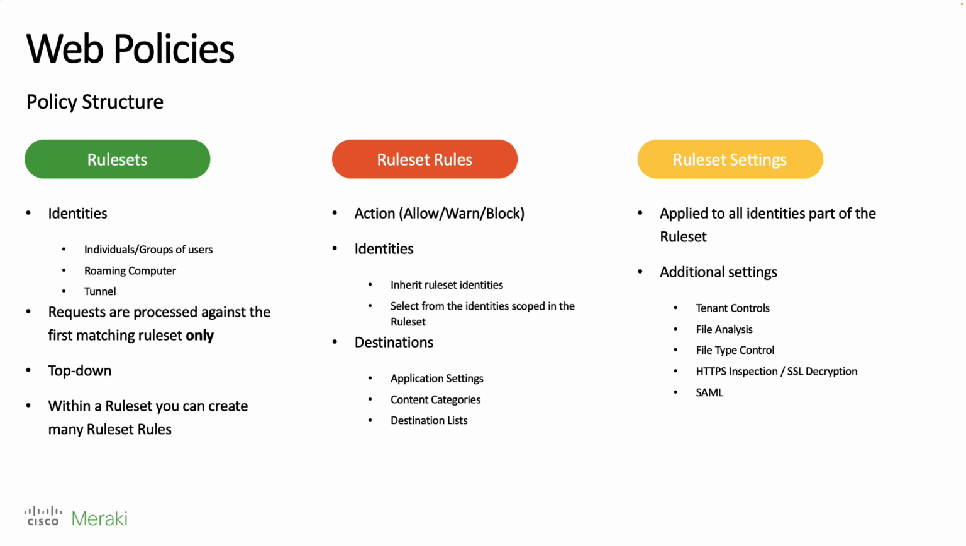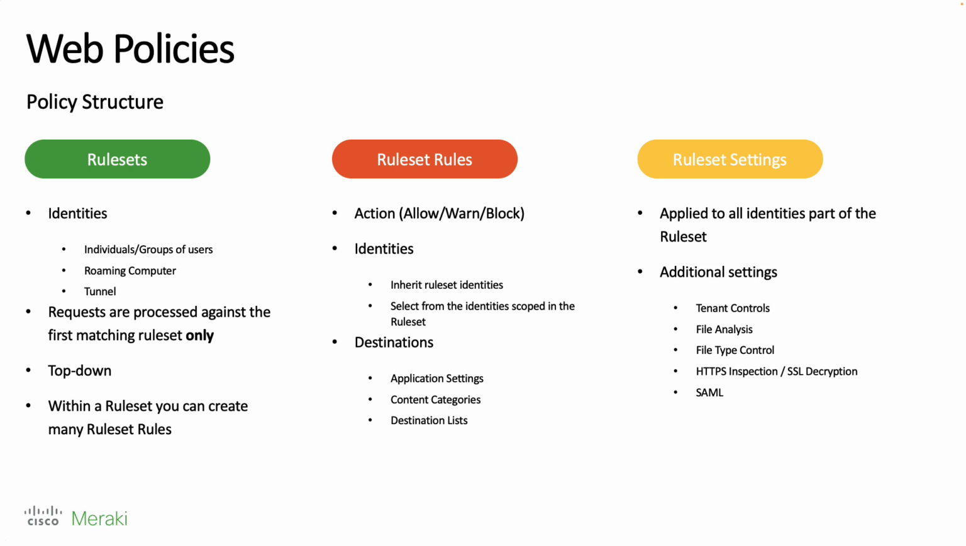Within the rule set rules, you can then once again specify identities. If you wanted a rule set rule to just be applied to all users within the rule set, you can simply inherit the rule set identities, and we'll take a look at how you'll do that. Or alternatively, if you wanted to be a bit more granular, you can select from individual identities who are already scoped in the rule set.